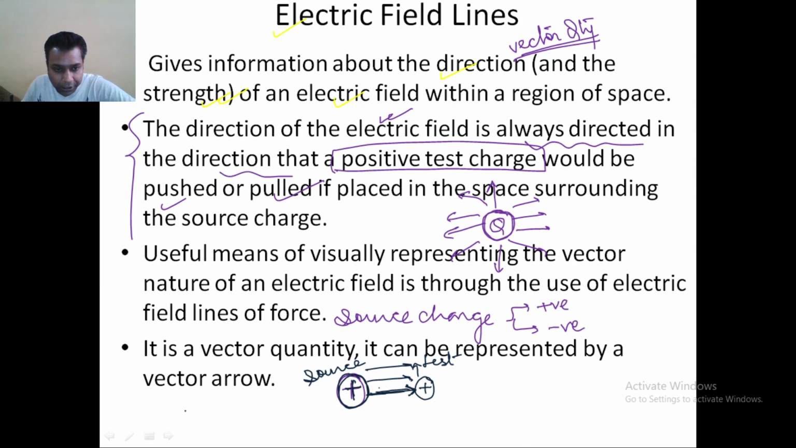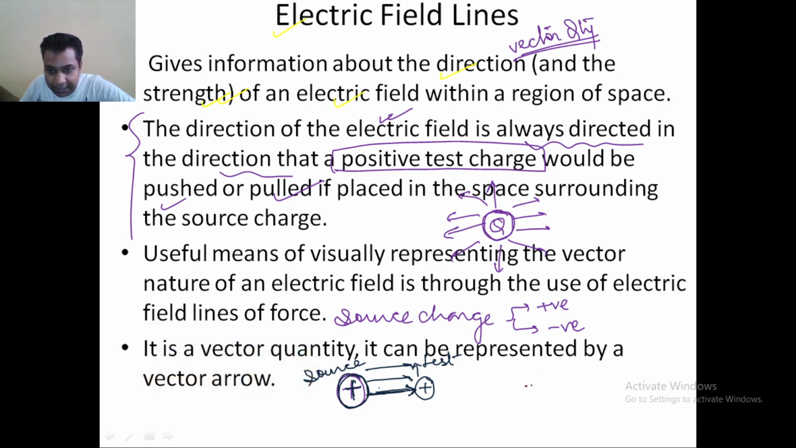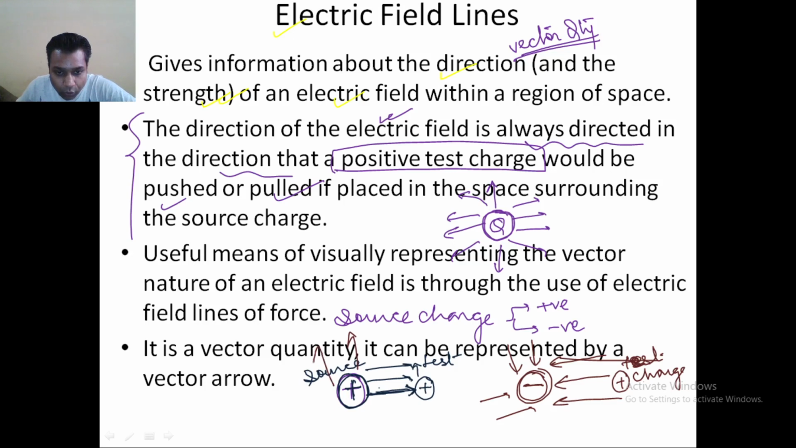Now if your source charge is negative in nature, and you bring a positive test charge, this is again your test charge, and you try to bring it closer, then there will be a force of attraction. So for a negative source charge, the direction of the electric field lines is inward, and for the positive one it is outward. So this is the explanation of this paragraph.